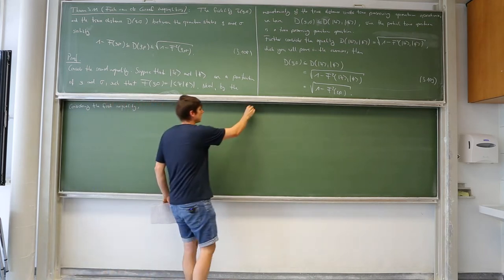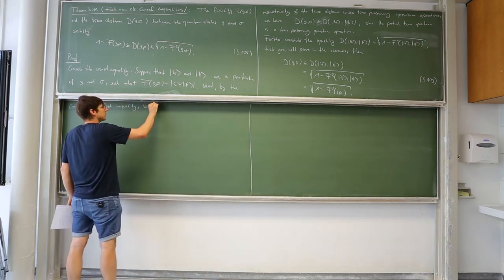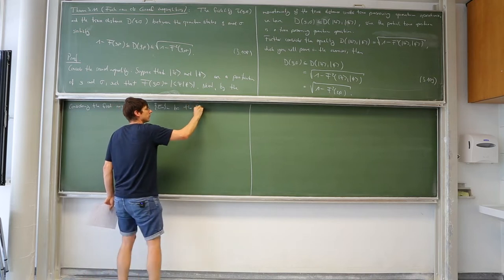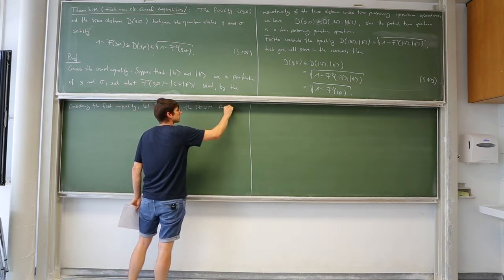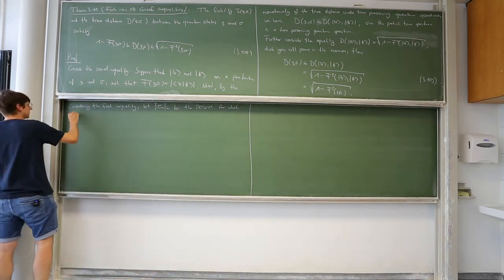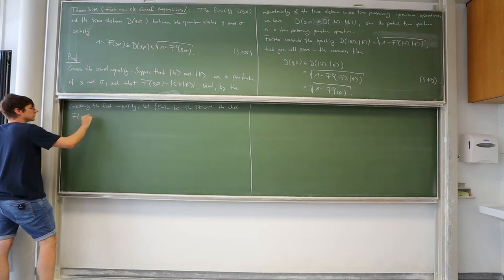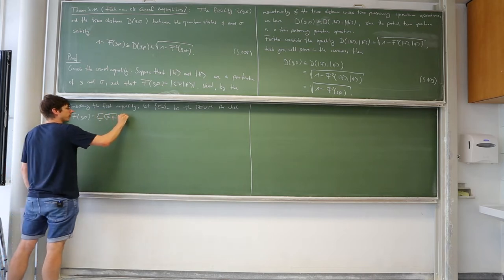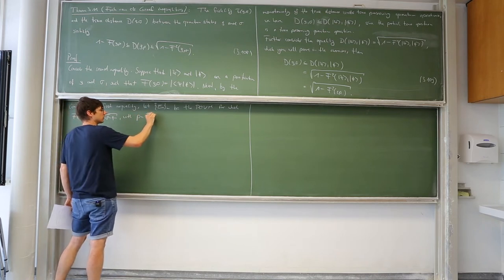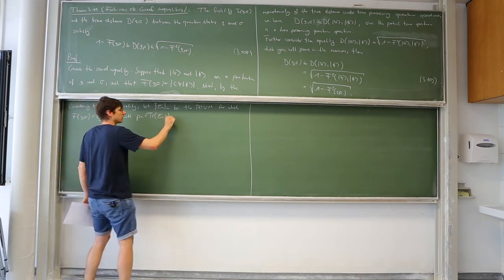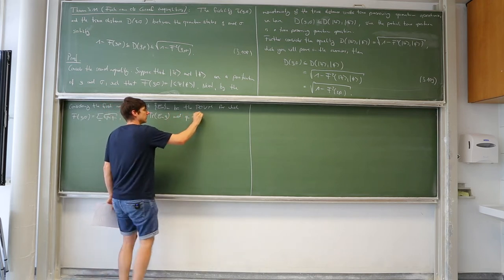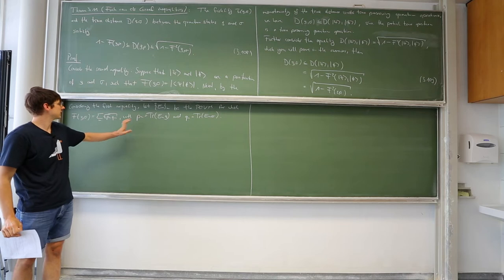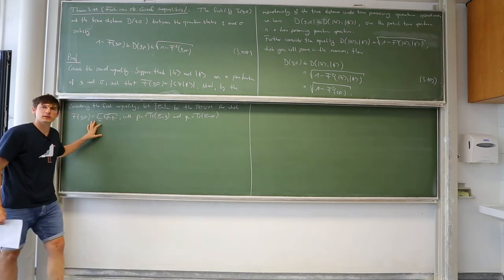So let now, let E_m be the POVM for which the fidelity of rho and sigma is equal to the sum over m of the square root of p_m q_m, with the probabilities p_m being the trace of E_m rho and q_m the trace of E_m sigma. And we know that there is such a POVM such that we have this equality, right?